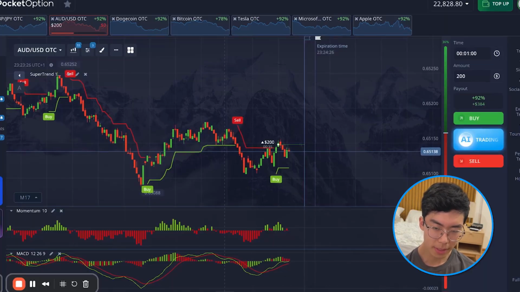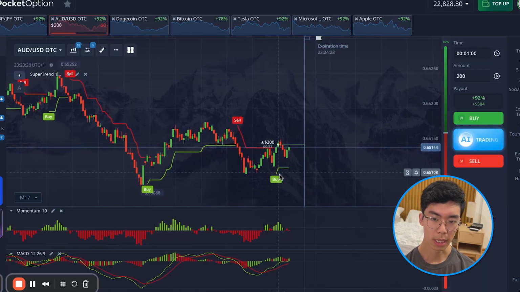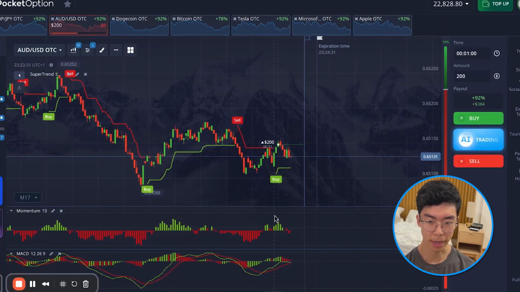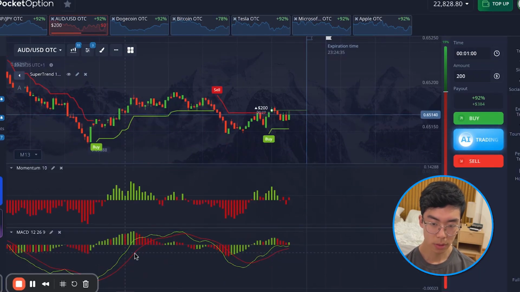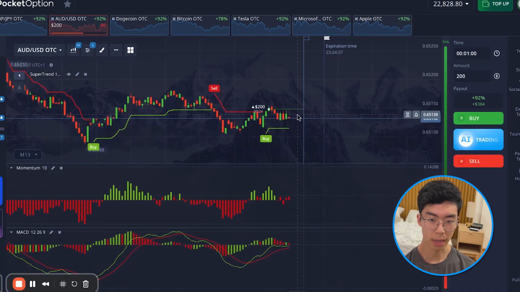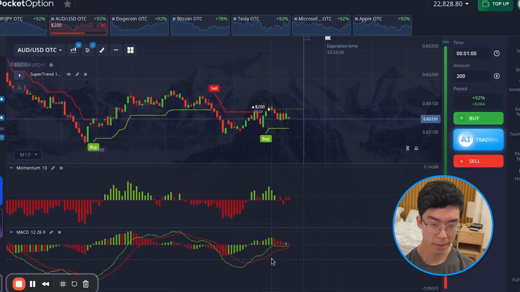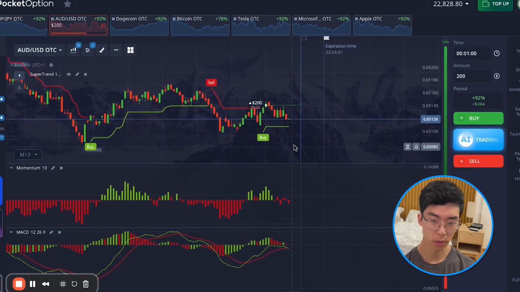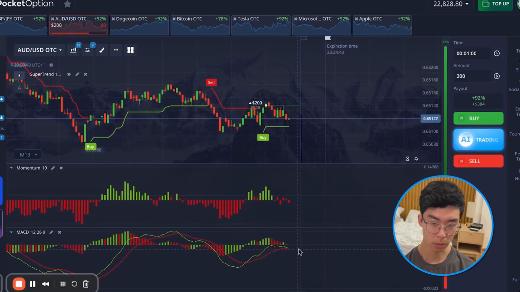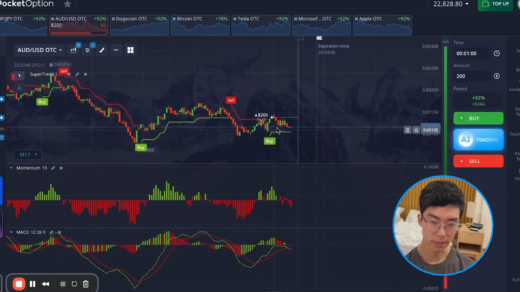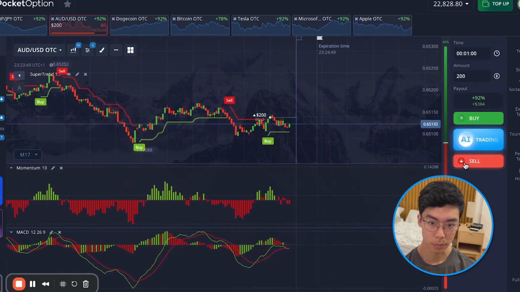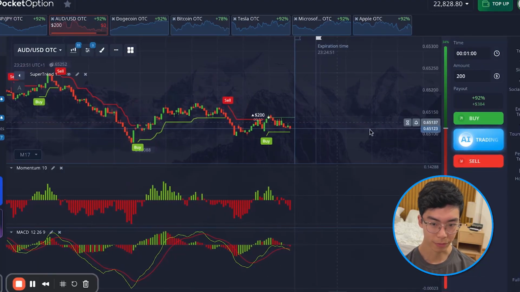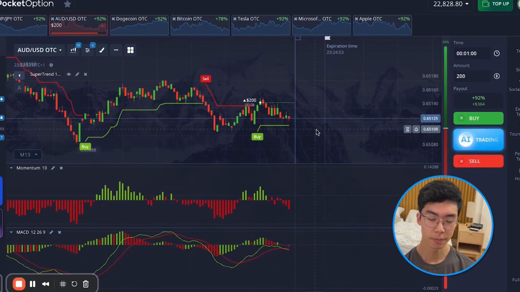The momentum is a little bit iffy, so I'm a little bit skeptical. Sometimes I do like to combine indicators like the momentum level, like the MACD level. With these factors combined, it's generally a good signal whether to buy or sell. So if it does do a sell level here, I will do a sell to offset the losses. But if not, we'll just move on to the next trade.